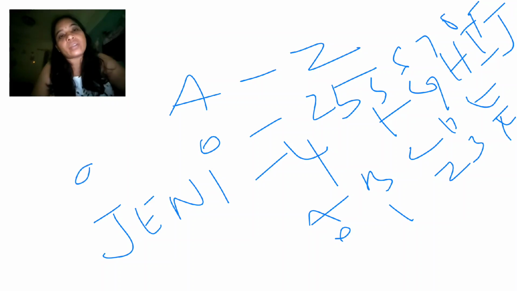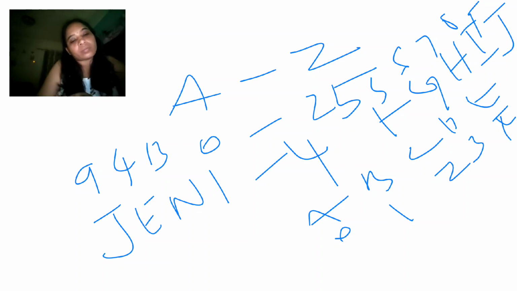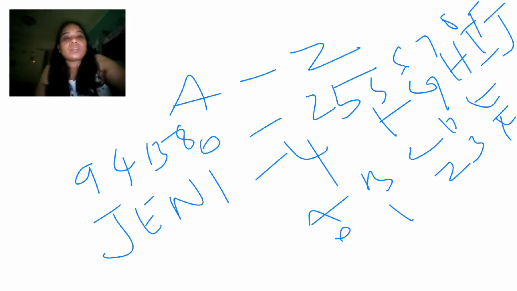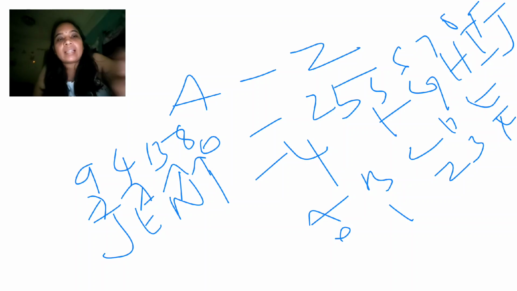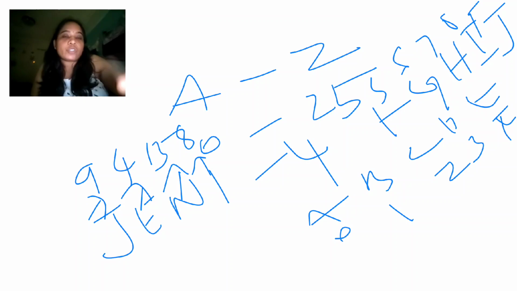So J value is 9 and E value is how much? 4. And N value we can calculate as 13. And I value is H. So these are the numbers and the corresponding letters we can apply in this methodology. So this is the encryption method.